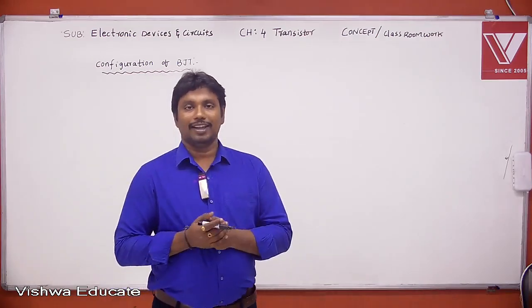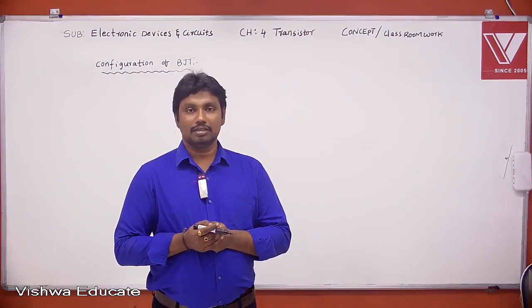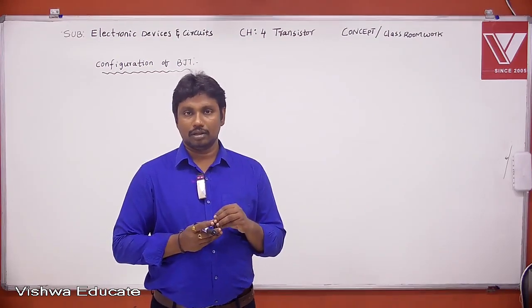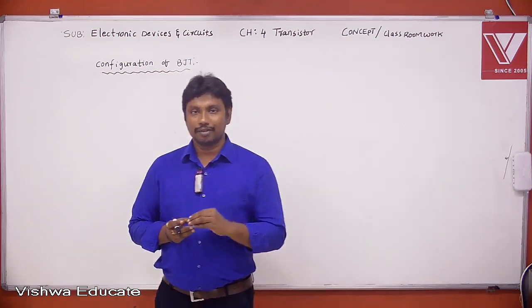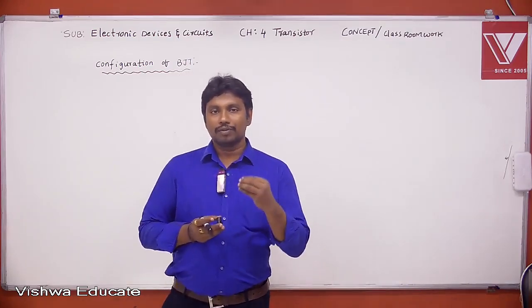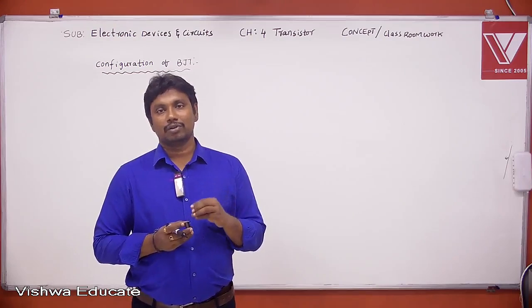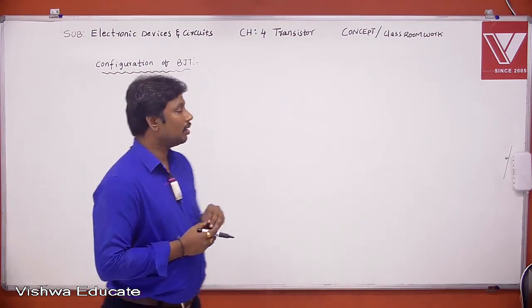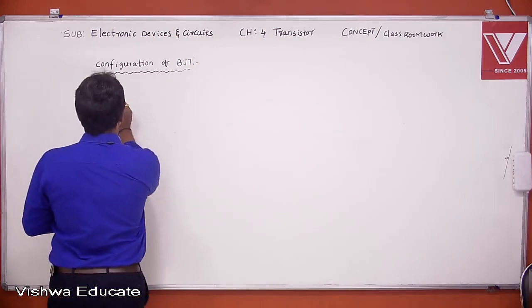Hello all, in my previous class I discussed breakdown in a transistor and configurations of the BJT, one of which is the common base configuration. Now in this class I will start with the common emitter configuration.